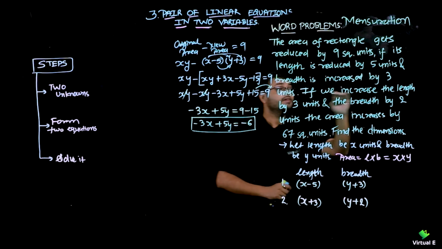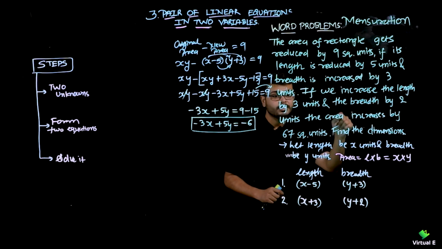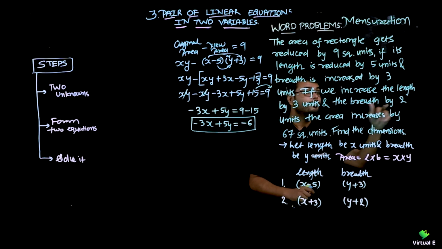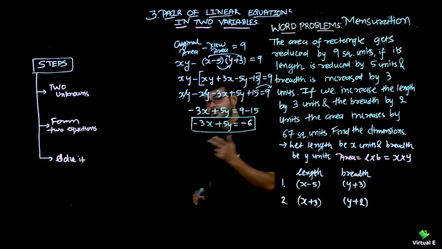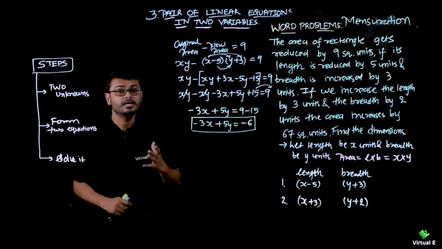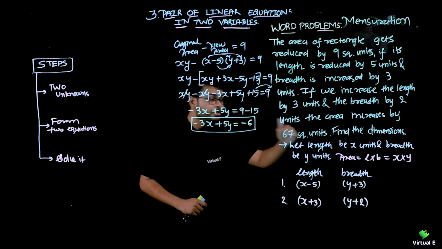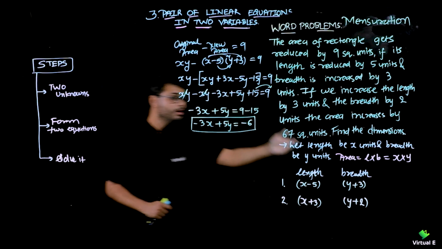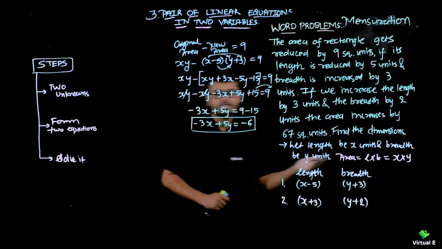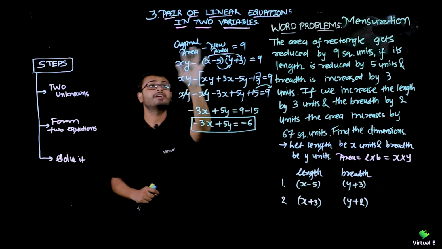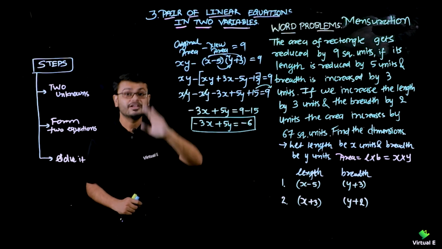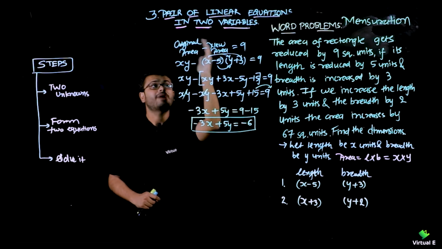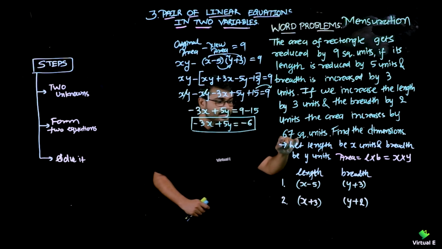It is given, if we increase the length by 3 units, that we have done, and breadth by 2 units, that is also done, the area increases by 67 square units. Meaning the new area will be 67 square units more than the original, right? So in this case I will not write original area minus new area, but I will be writing reverse. New area minus original area will be what?